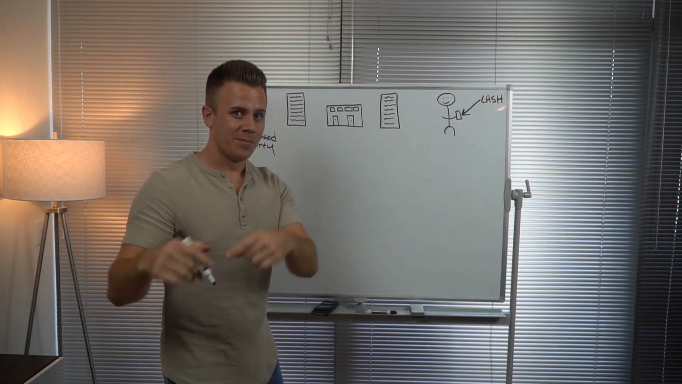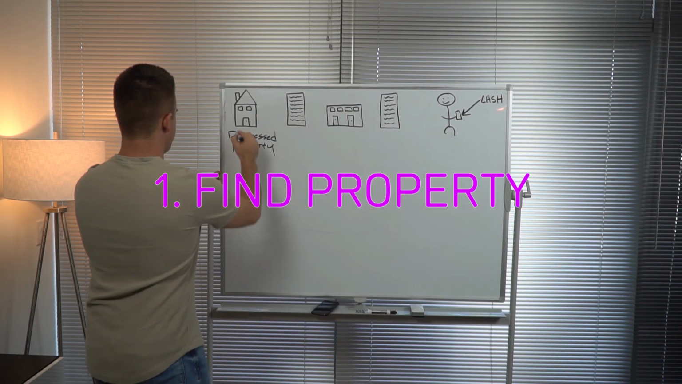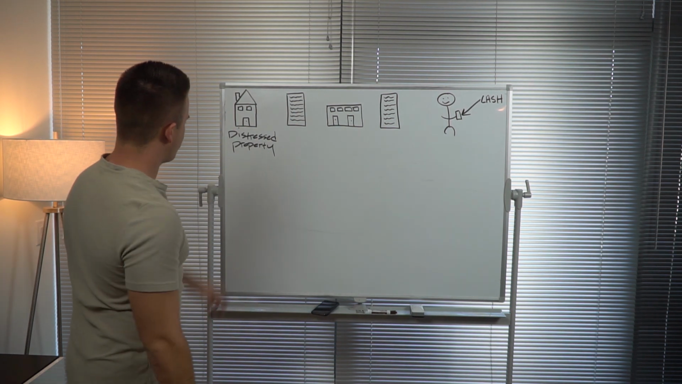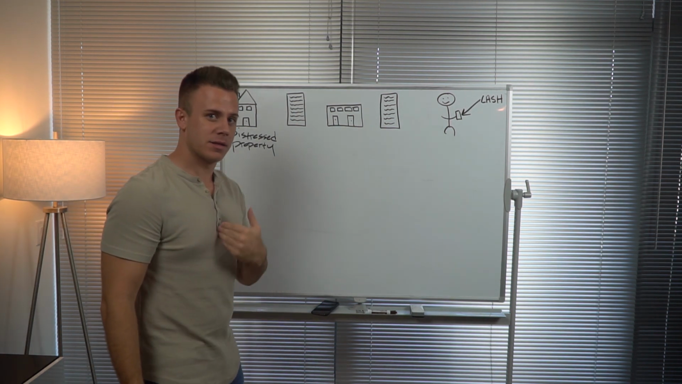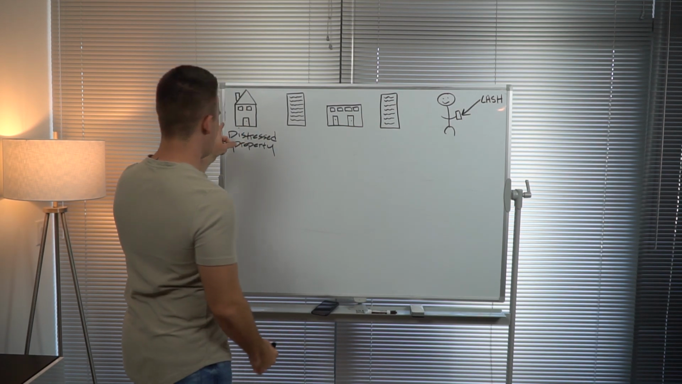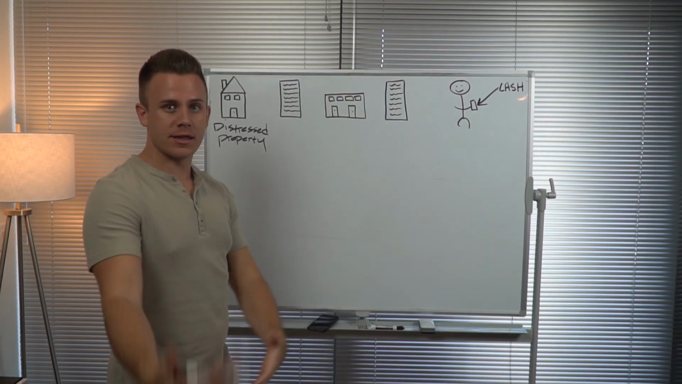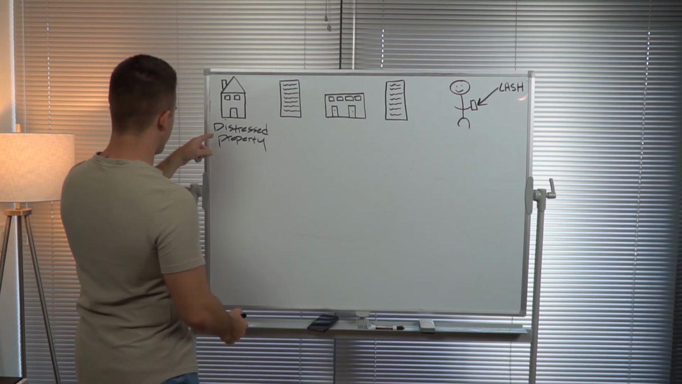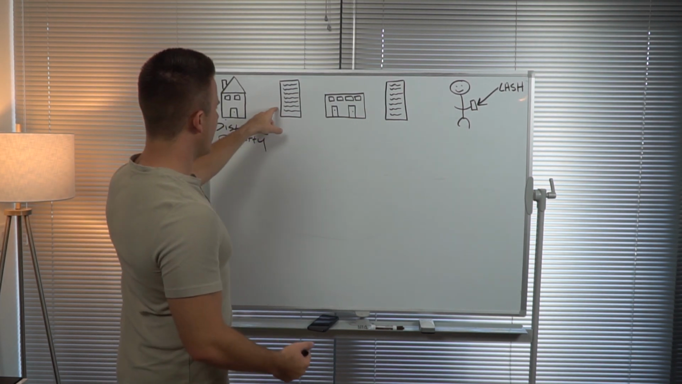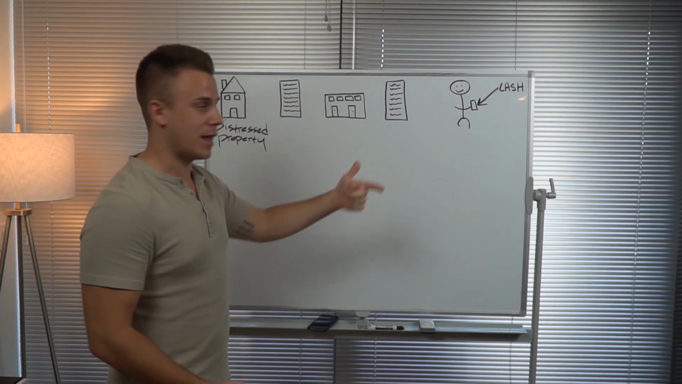So here's what we're gonna do. We're gonna find a distressed property, right here. Now I know that property doesn't look that distressed because I'm such a good artist, but I'm telling you right now, that property is actually distressed for whatever reason. The seller needs to sell, and they need to sell quick. So we're gonna find a distressed property and we're gonna make an offer on that distressed property.